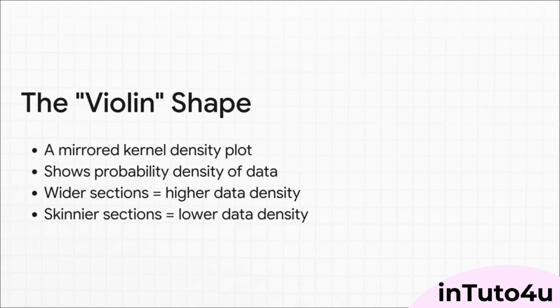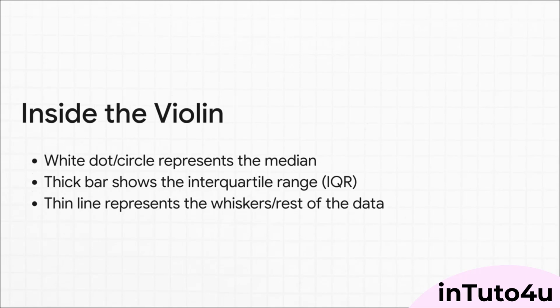The logic is super intuitive. Where the violin is fat, that's where your data points are all clustered together. Where it's skinny, your data is pretty sparse. Simple as that. And then, nestled inside, you've got all your familiar friends from the box plot. That little white dot, that's your median. The thick bar is your interquartile range, the middle 50%. And that thin line acts just like the whiskers, showing you the rest of the spread. It's a summary and the full detail, all in one package.